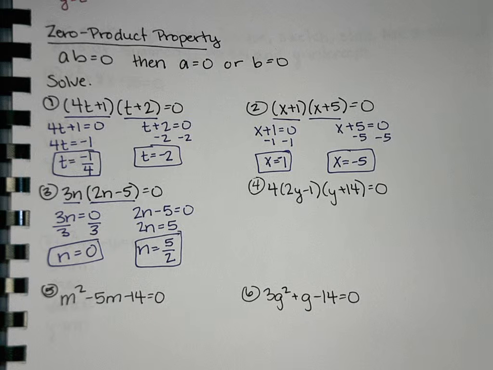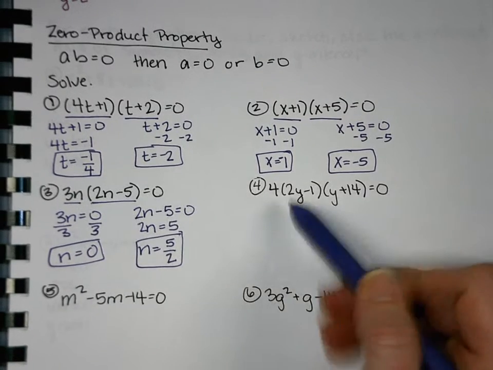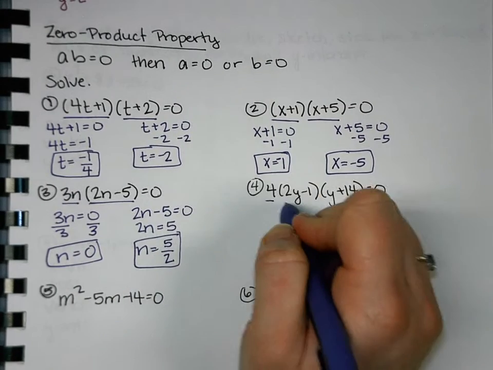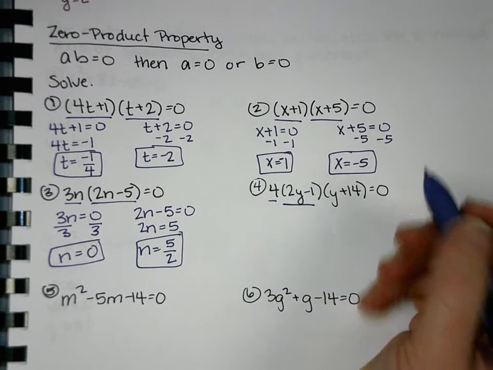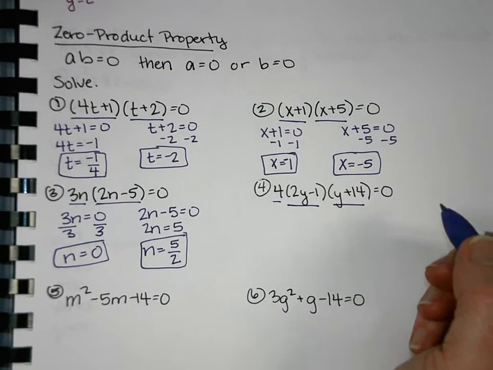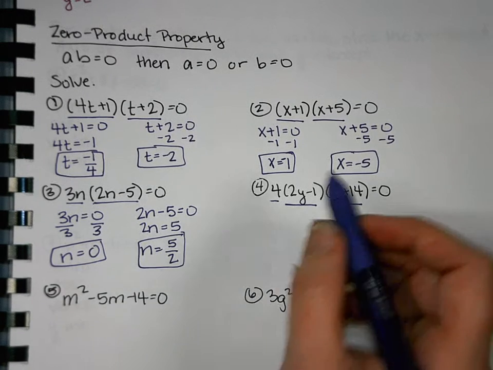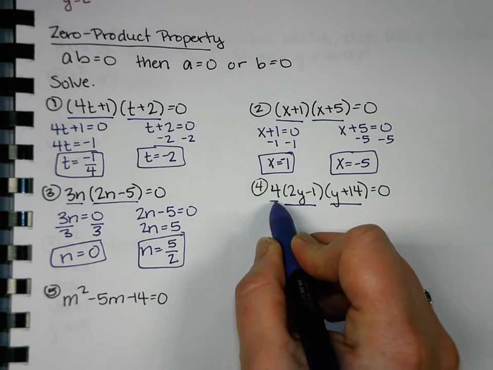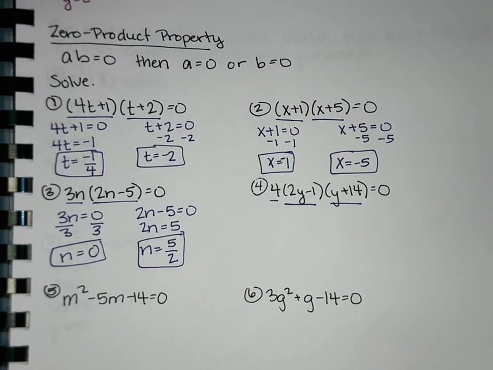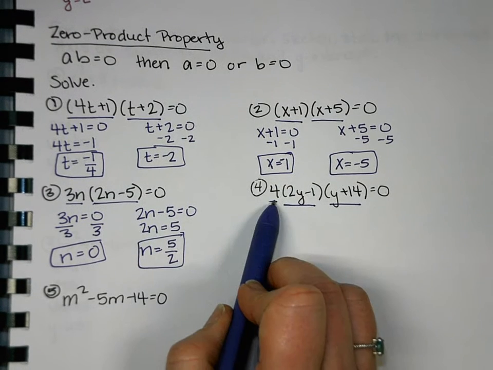Okay, the next one here, we want to look at again what's being multiplied, and does it equal 0? So we have 4 times 2y minus 1 times y plus 14, and it equals 0. So this is where we go, do we have to set 4 equal to 0? So ask yourself, is there a variable here to solve for?